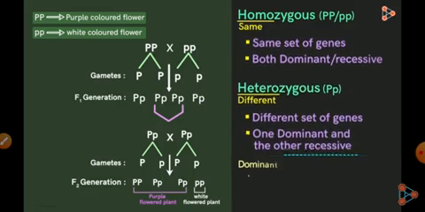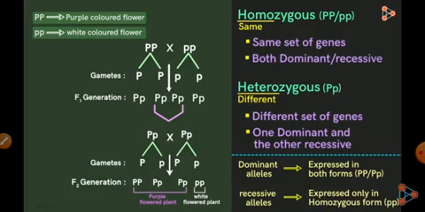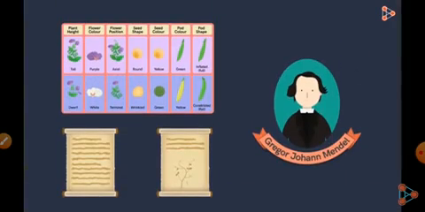So, the dominant alleles are expressed in both homozygous and heterozygous forms, while recessive alleles can be expressed only in the homozygous forms. This was just an introduction to Mendel's experiments. Let's have a look at one more example and a few more terms in genetics in the next part.